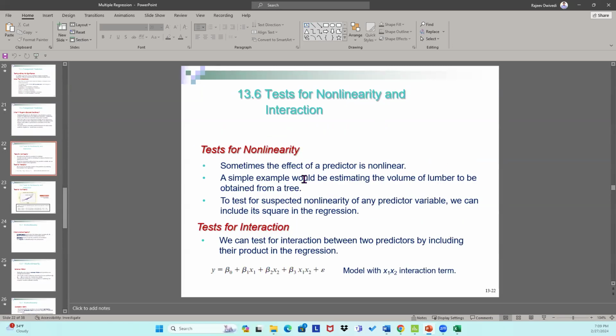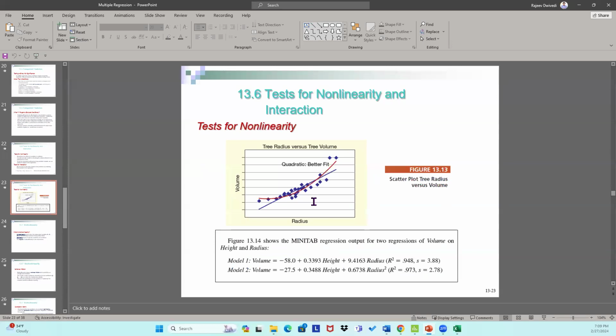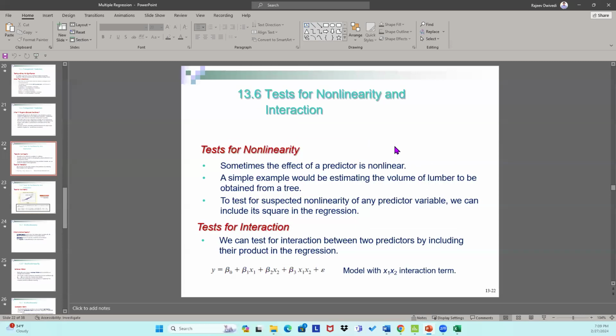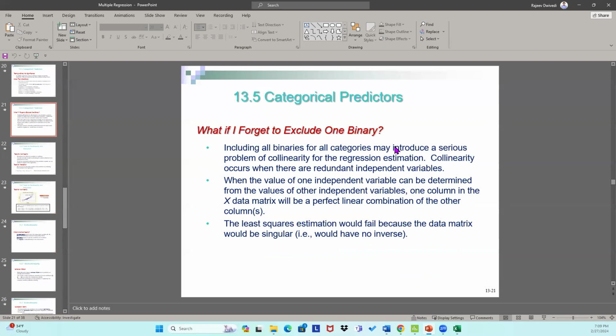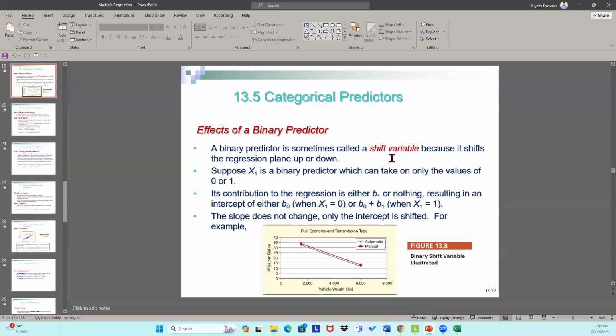Test for normality. Sometimes the effect of the predictor is non-linear, and here you can see the test for normality. The null hypothesis says it's normal, and the alternative says it's not normal.